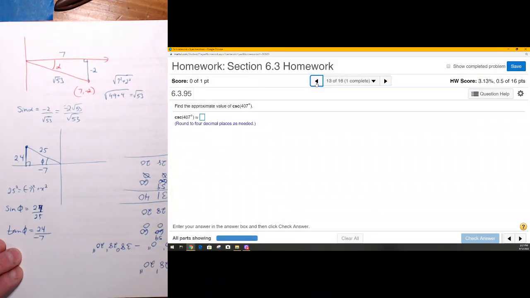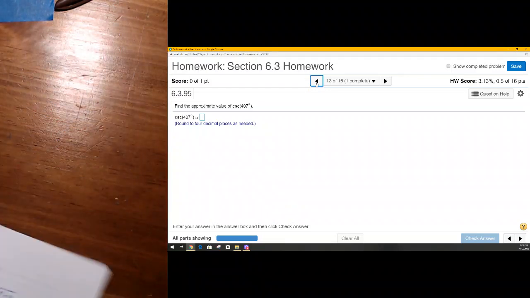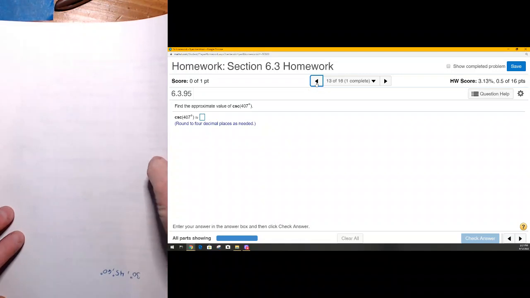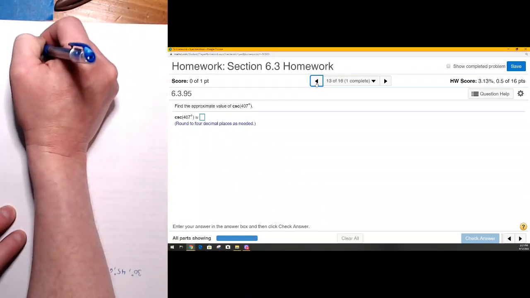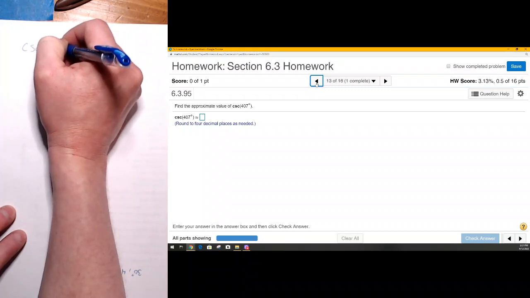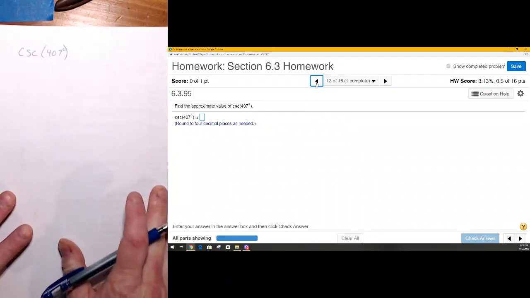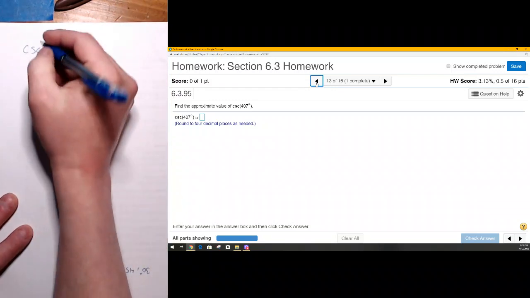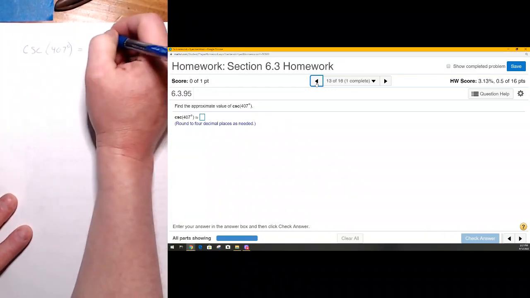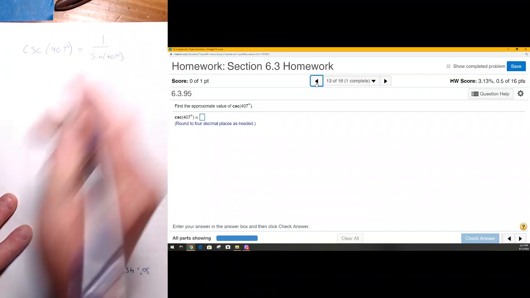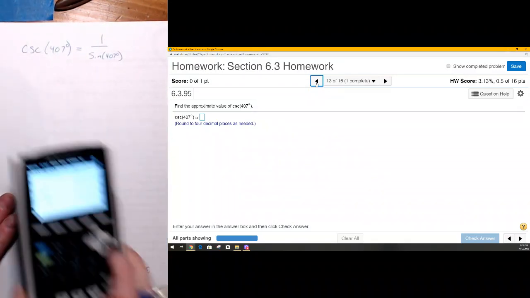Let's look at this one here. Here we have the cosecant of 407 degrees. Now, cosecant is 1 over sine. This is just a calculator problem.